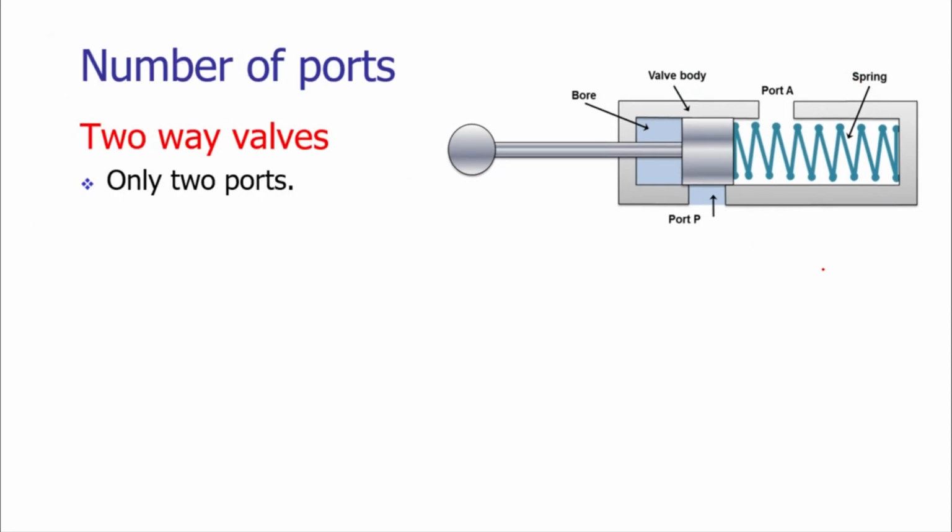The next type of classification is based upon number of ports. So as I mentioned, number of ports are nothing but number of openings to a particular valve. So we can have the two-way valves when two ports are there. So that kind of valve is called as the two-way valve. So here you can see two openings are provided. So this is a two-way valve.